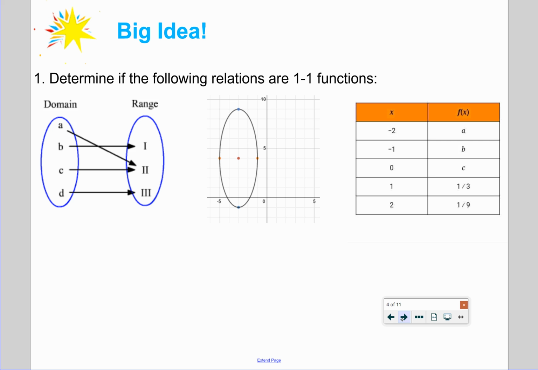All right, on your big idea worksheet, there are 3 quick little questions. I want to know if these are one-to-one functions, okay? So ask yourself, does each x have one y? Does each y have one x? Or does it pass vertical and horizontal line tests, depending on what you're given? These are going to be just quick little yes or no problems.